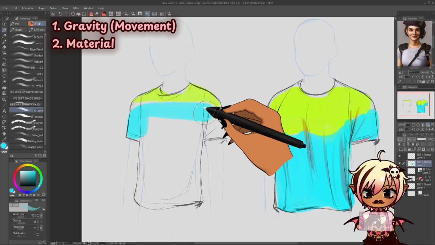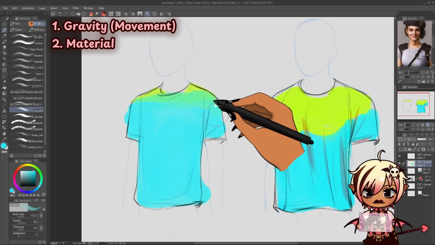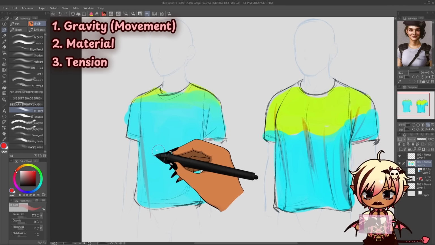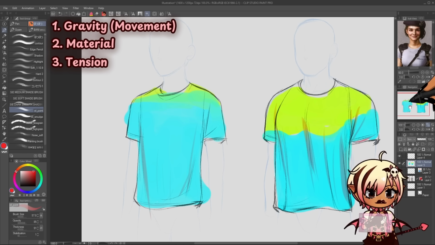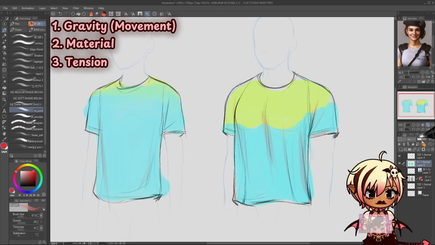Step 2. What's the fabric made of? Is it malleable like cotton or stiff like latex? How much will the movement or gravity affect it? Step 3. Where are the tension points, and what actions and reactions does it have on the material? And remember, all of this is in relation to your character's body.